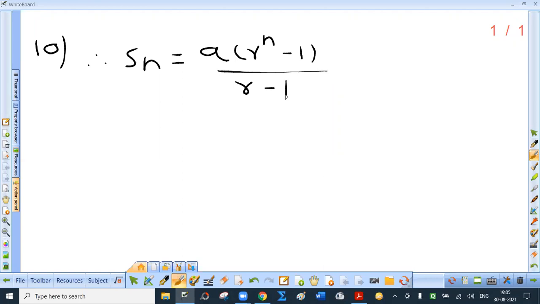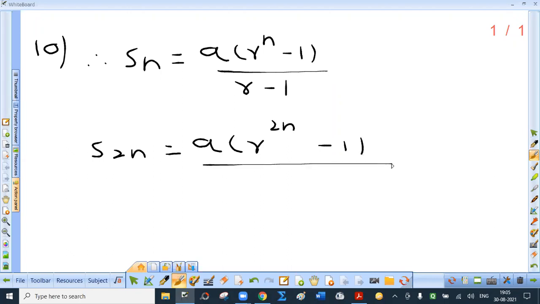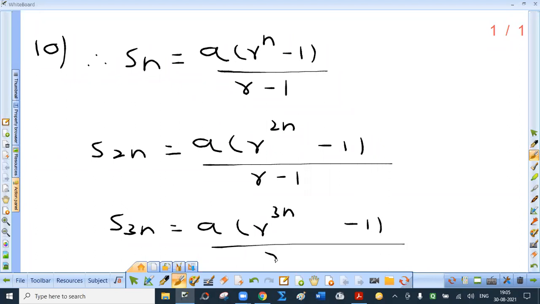It is given. What will be S2n, the sum of the first 2n terms? The only change is n is to be replaced by 2n. So, R raised to 2n minus 1 upon R minus 1. Write down. What will be S3n? It will be A R raised to 3n. Remember, minus 1 is not in the index. Okay, so this is S3n.